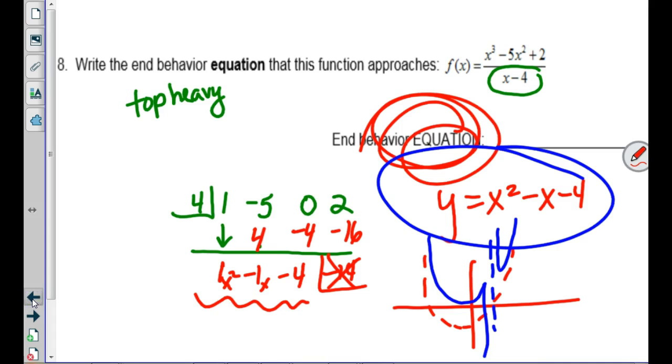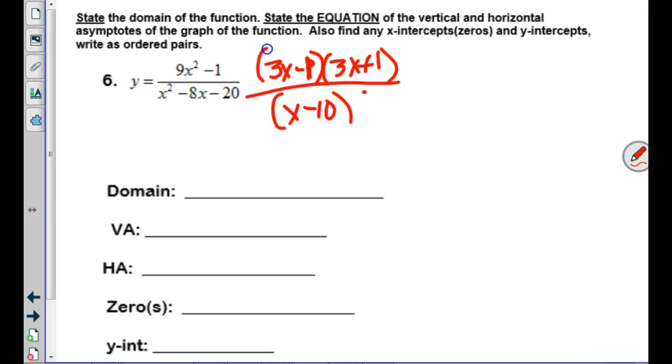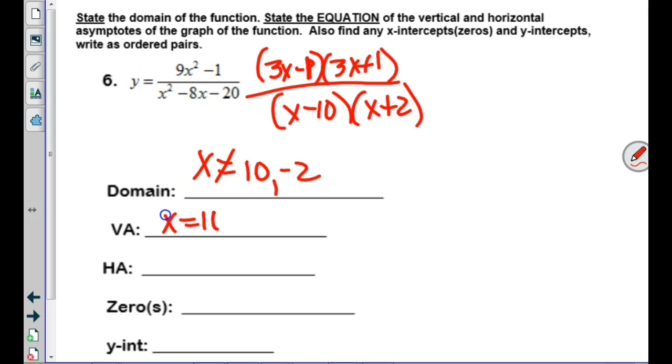Moira, was there something you wanted me to go over? Yep. Okay, factor real quick for me, guys. 3x minus 1, no, 3x plus 1, and x minus 10, x plus 2. How did I do? Okay, any holes? Well, it doesn't even ask that. Okay, domain, x cannot equal 10 or -2. So the vertical asymptotes are at x equals 10 and x equals -2.